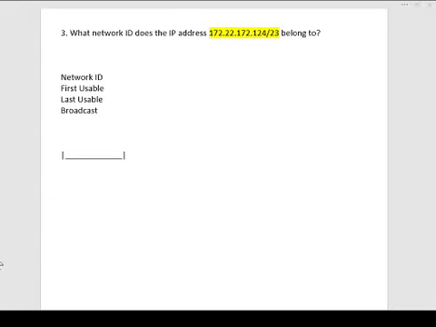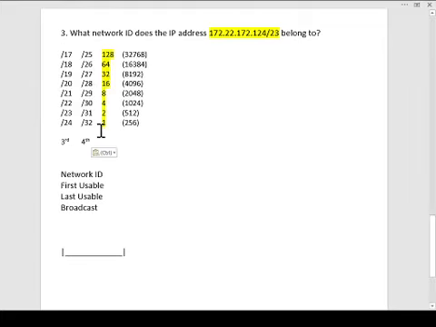Okay, final question for this section. Question 3. What network ID does the IP address 172.22.172.124/23 belong to? Good thing to always pause the recording, see if you can figure it out, and then come back. Now, obviously, I'm going to throw the chart up there again. Again, we're at /23. This is fairly simple. We're going to go up by 2s, okay? In the third octet. Get rid of this, get it out of the way.